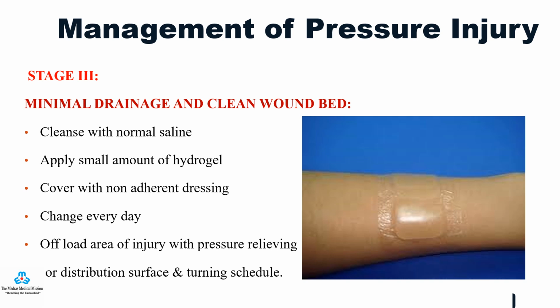How to manage a stage 3 pressure ulcer? If the pressure injury has minimal drainage and a clean wound bed, clean with normal saline, apply a small amount of hydrogel, cover with non-adherent dressing. We need to change the dressing every day. Offload the area of injury with a pressure relieving or distribution surface and a turning schedule.